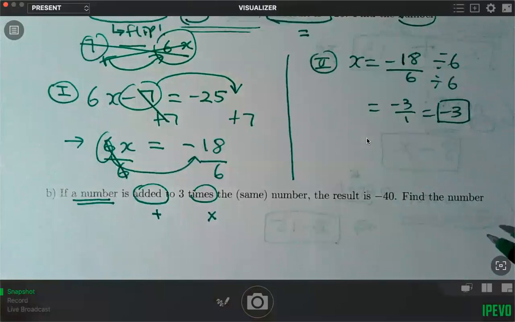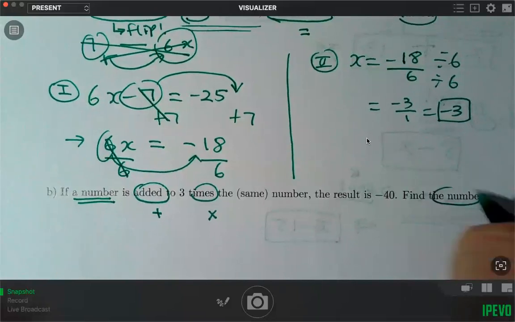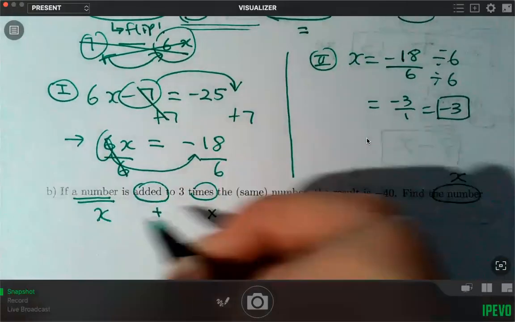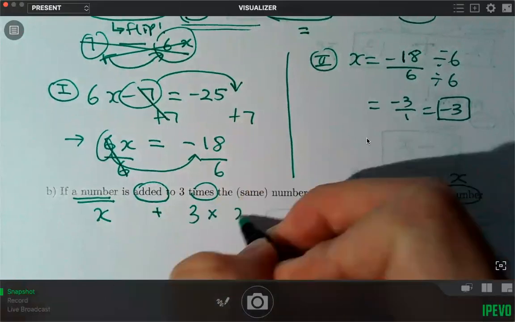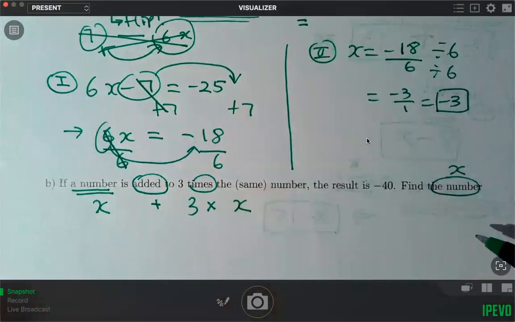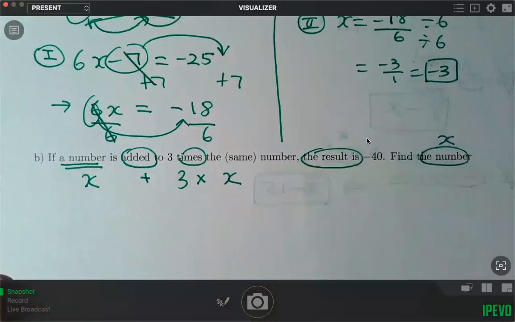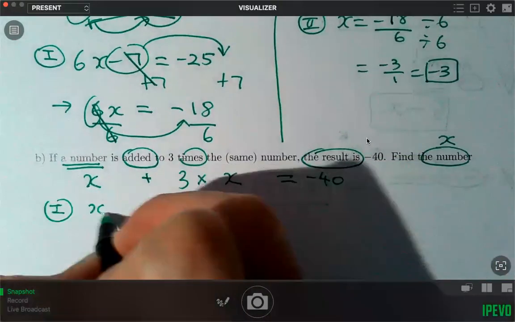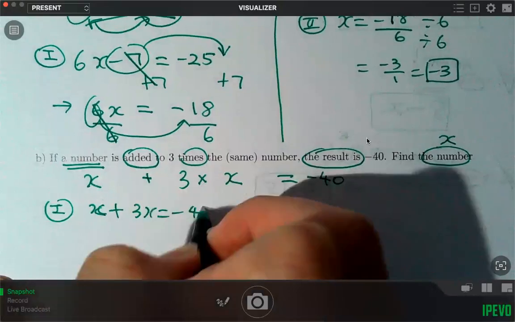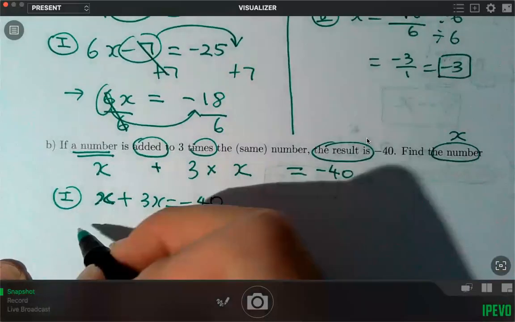Okay, so instead of a number, what do we have? How do you write the number? X, right? Yeah, it's unknown, right? Okay, so it's x, and then added to plus 3 times the same number, so that's another x, right? And then? What does that mean? Equal sign, and then negative 40, right? So we have x plus 3x is equal to negative 40. Okay. All right, so now how do you solve this equation?